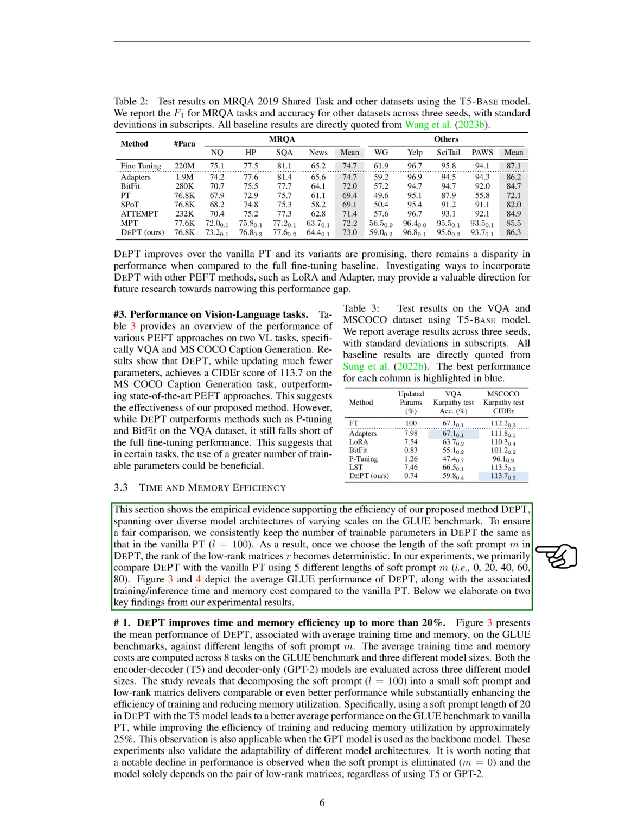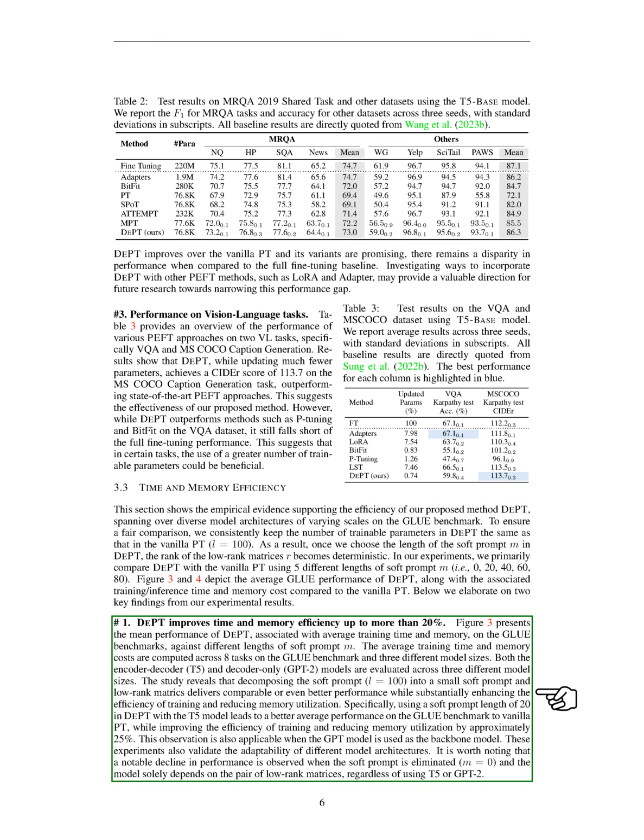Section Number 1. DePT improves time and memory efficiency by more than 20%. We found that our method, DePT, can enhance time and memory efficiency by over 20%. We compared DePT's performance, training time, and memory usage on the GLUE benchmarks against different lengths of soft prompts. We used both encoder-decoder, T5, and decoder-only, GPT-2, models across 3 different sizes. Our results showed that breaking down the soft prompt into a smaller soft prompt and low-rank matrices can improve performance while also making training more efficient and reducing memory usage.